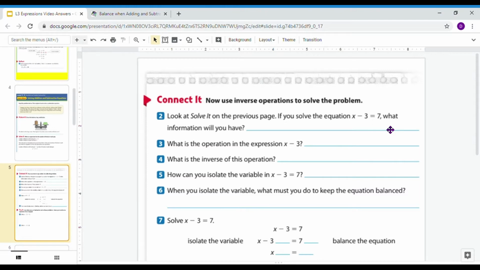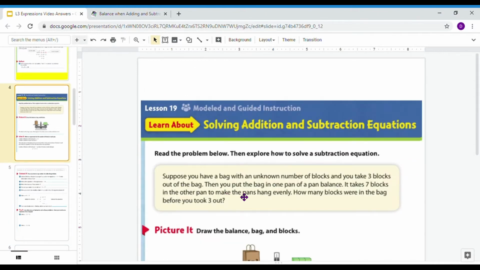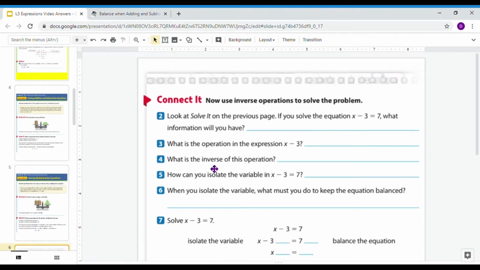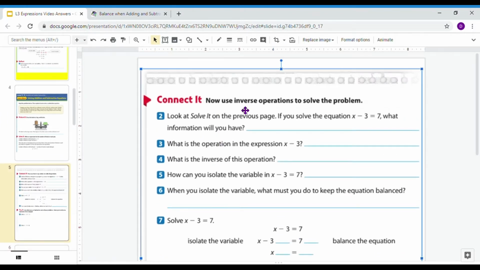If you solve the equation X minus 3 equals 7, what information are we going to have? So if we actually solve for X, what information does that give us? What is X equal to? So I'm looking back here, and the number of blocks that's in this bag minus 3 is going to be my X. So the information I will accumulate is the number of blocks in the bag before we took out 3. So that X, that variable, stands for the number of blocks in the bag before we took out 3.